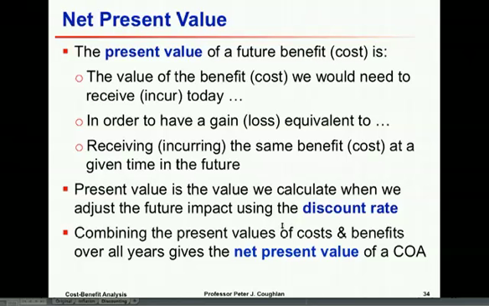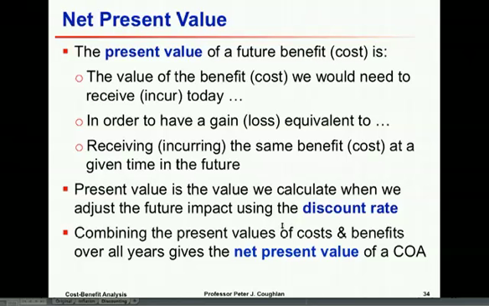So again, the present value of, say, $100, 5 years from now is equal to how much would I have to receive today to have a gain equivalent to what I gain when I receive $100, 5 years from now. Right? But it also applies to cost. So again, reading this in terms of cost, the present value of a future cost is the value of the cost we would need to incur today in order to have a loss equivalent to incurring the same cost at a given time in the future, right?